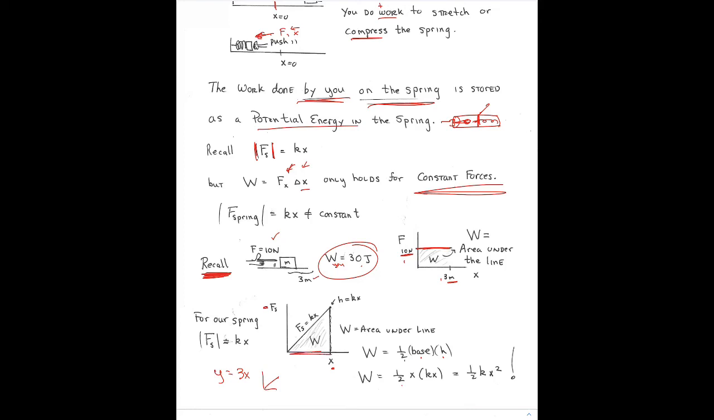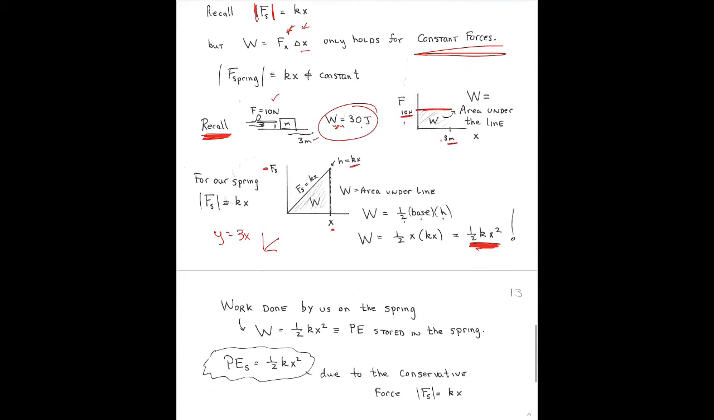So 1/2, the base is x, and the height of that function, right there, is the value of the function, which is kx. So in magnitude, the work done on a spring or by a spring, if you're moving it from its equilibrium position, is 1/2 kx squared.